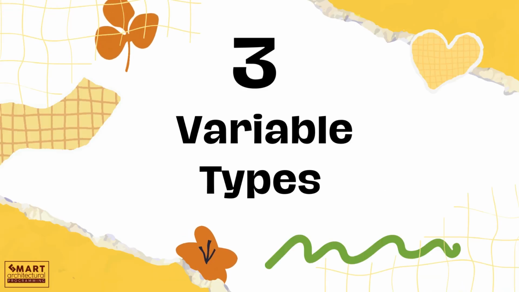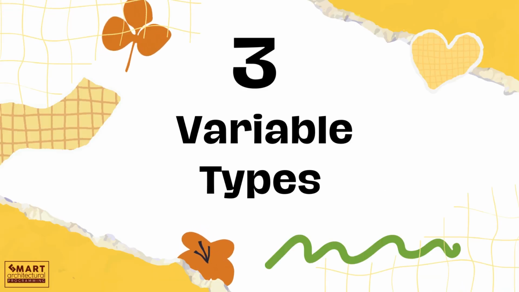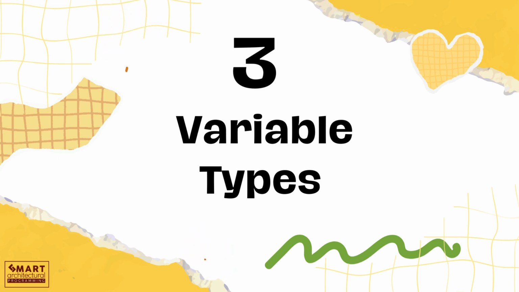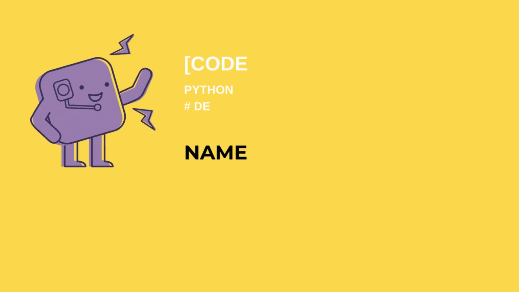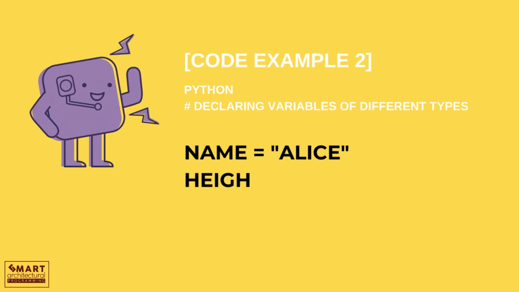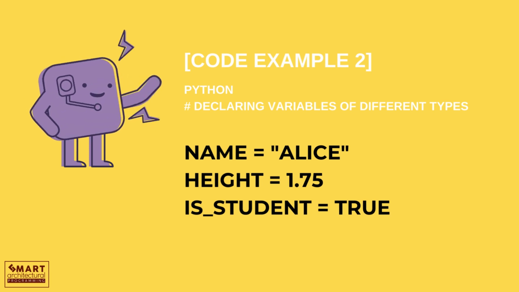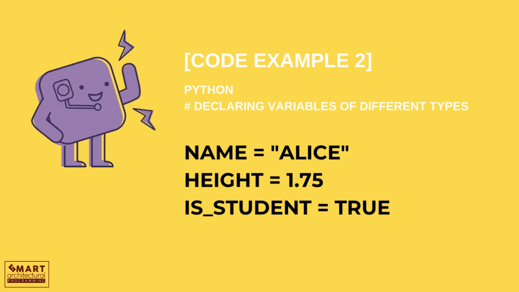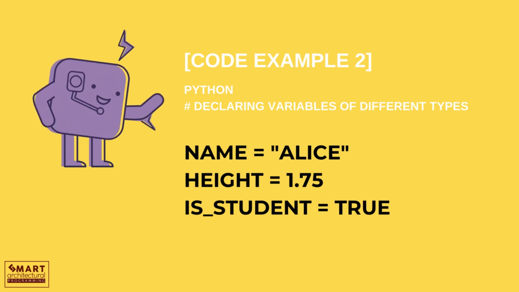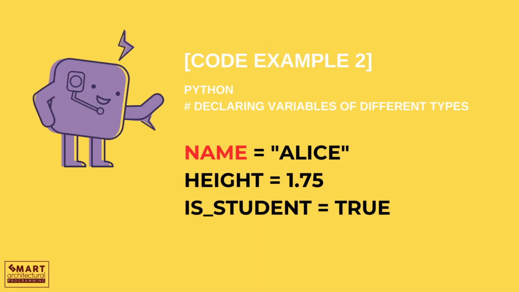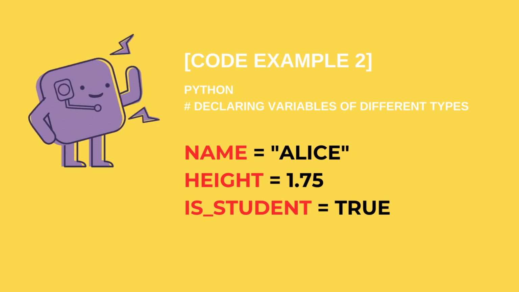Python supports various data types, such as integers, floats, strings, and more. You can declare variables of different types to store different kinds of data. Python # declaring variables of different types. name = "Alice". height = 1.75. is_student = True. In this example, we've declared three variables: name as a string, height as a float, and is_student as a boolean.